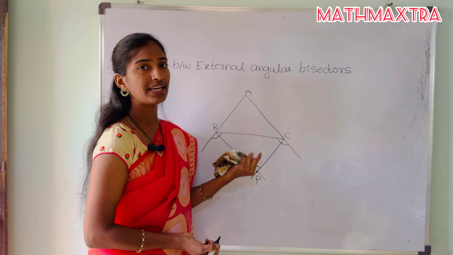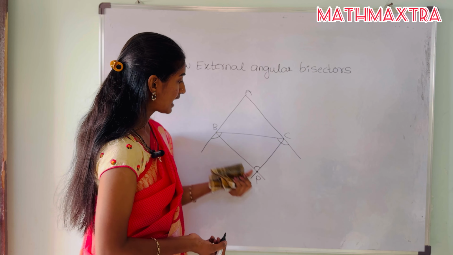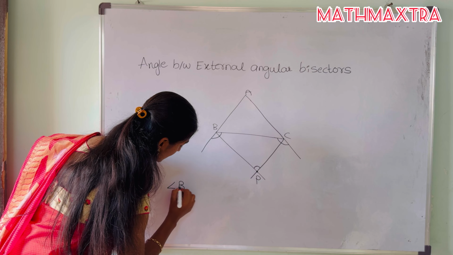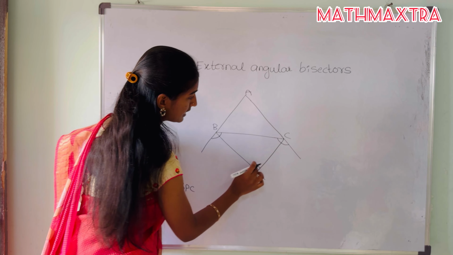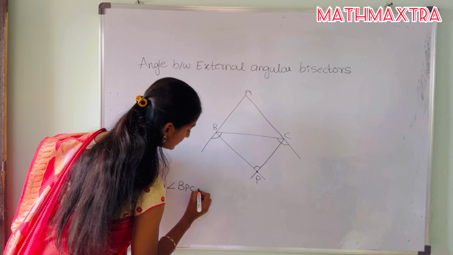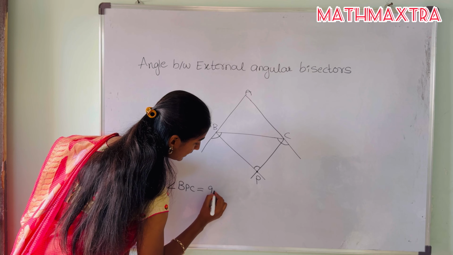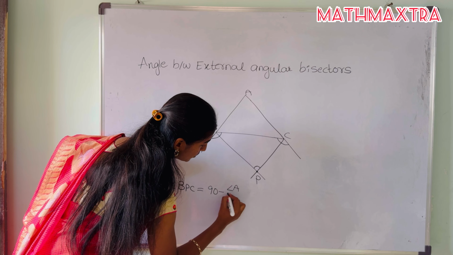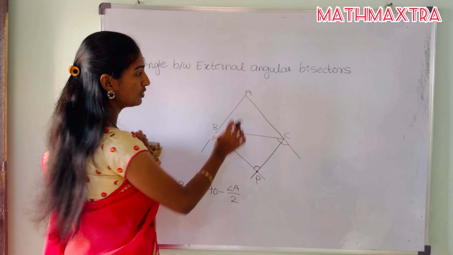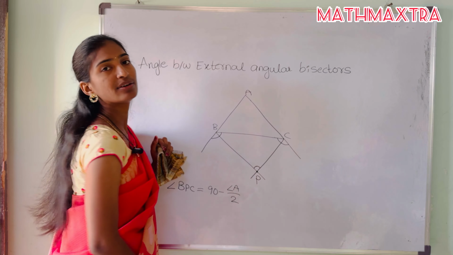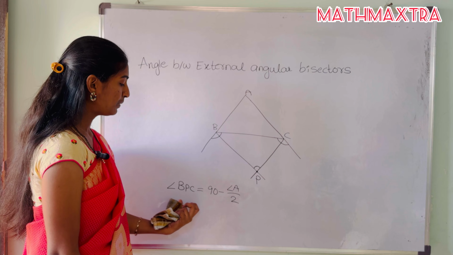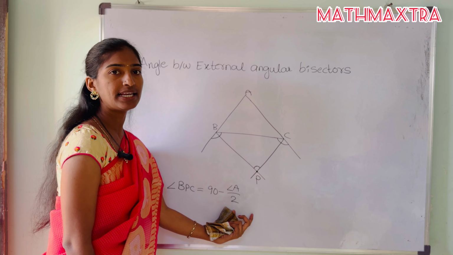There we need a relation for this. This angle BPC, what is angle BPC? This is the angle formed by these two external angular bisectors. It measures 90 minus angle A by 2. If you know angle A, you can easily find this angle by using this relation. So angle BPC is equal to 90 minus angle A by 2.